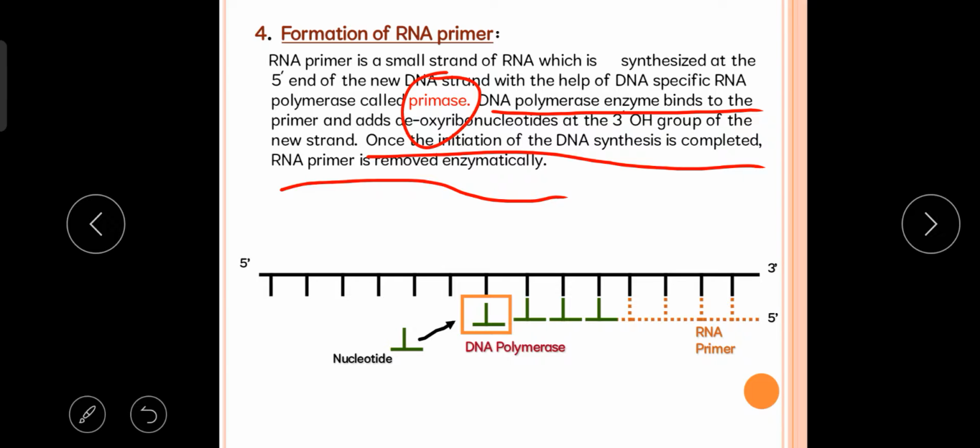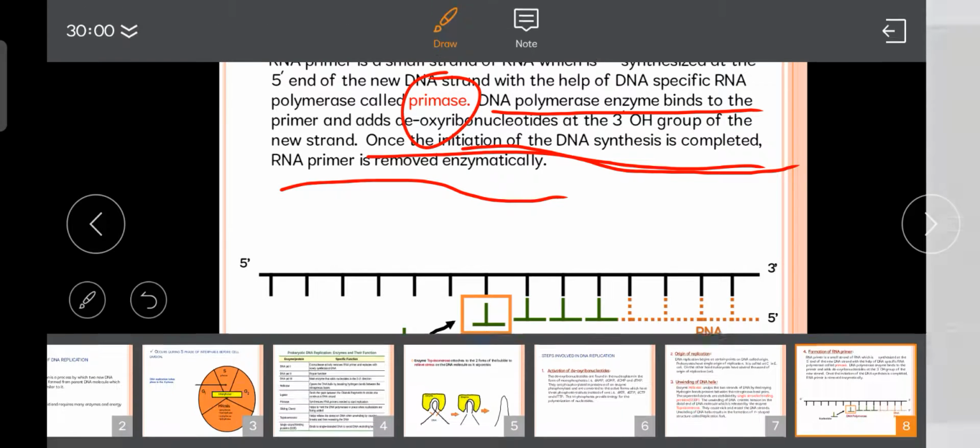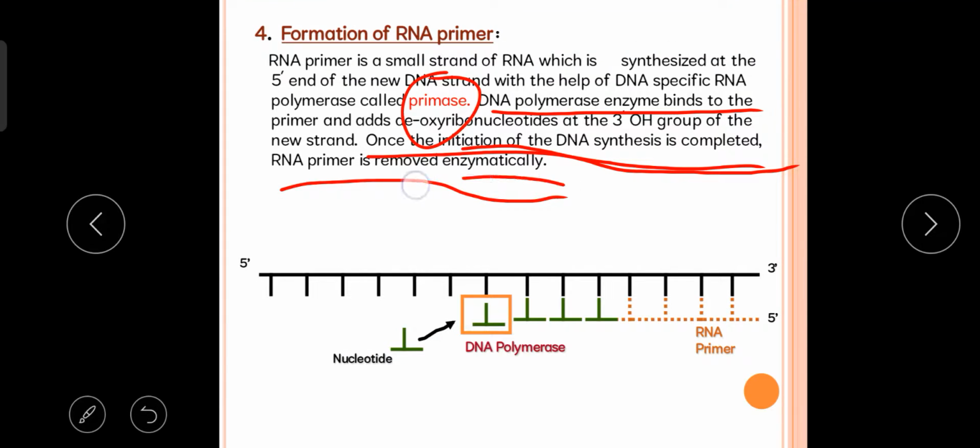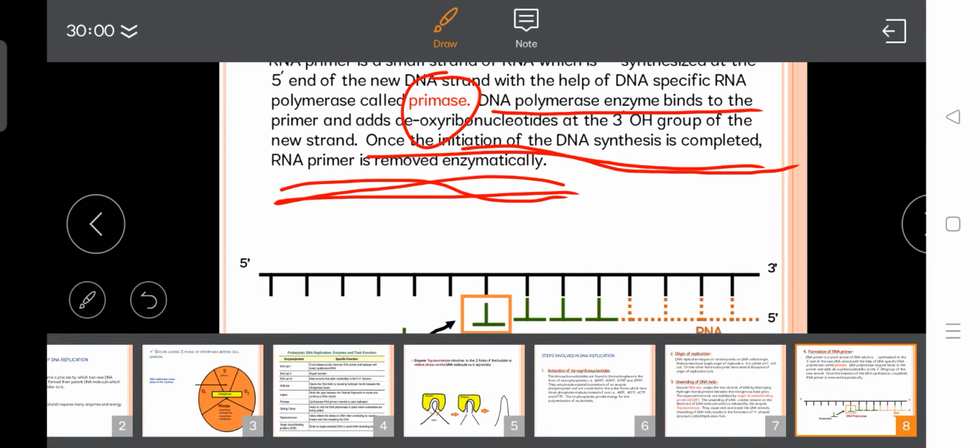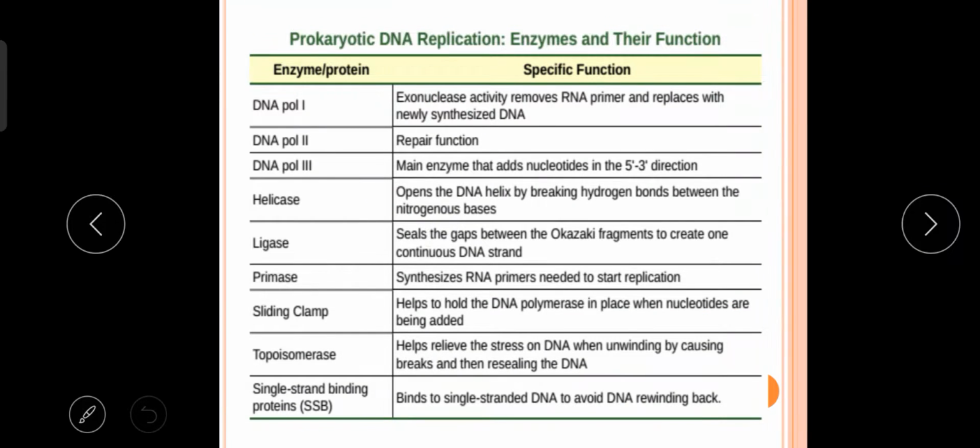Remember, RNA primer is very important, and once the initiation of the new DNA synthesis is completed, this RNA primer is automatically removed. That means it is removed by an enzyme. Which enzyme removes the RNA primer? Do you remember? DNA polymerase 1. So DNA polymerase 1 removes the RNA primer.